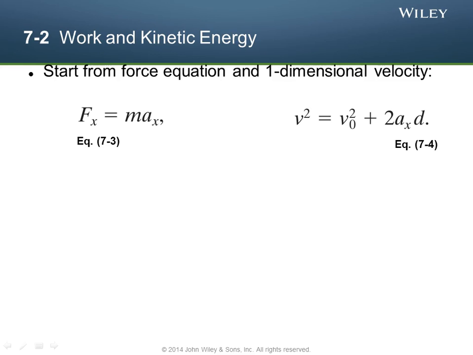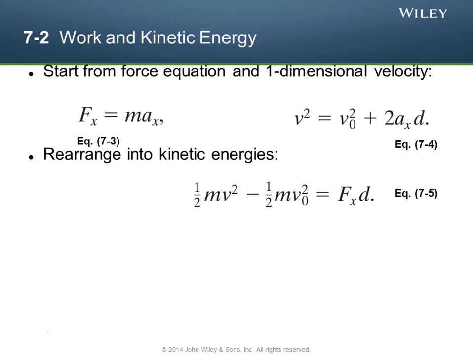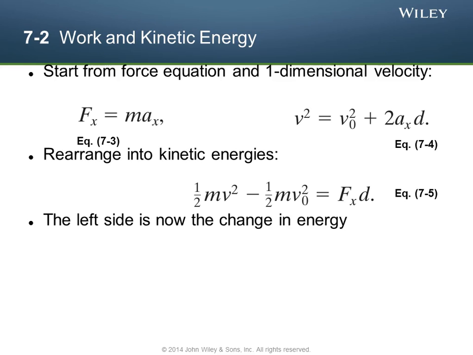And so if we rearrange these two equations into kinetic energies, knowing that kinetic energy is 1/2 mv squared, we get that the difference between 1/2 mv squared of our final velocity minus 1/2 mv squared of our initial velocity has to equal the force times the displacement. And this is our working definition of work. The left side is the change in energy, whereas the right side is work. And so we know work is equal to our force times displacement.